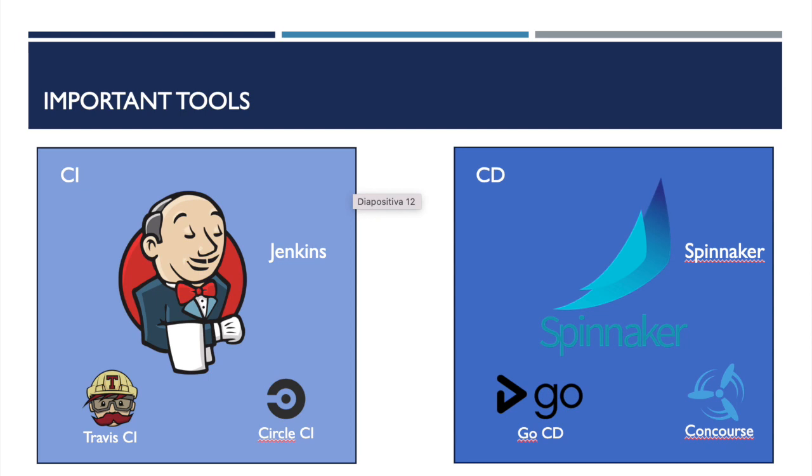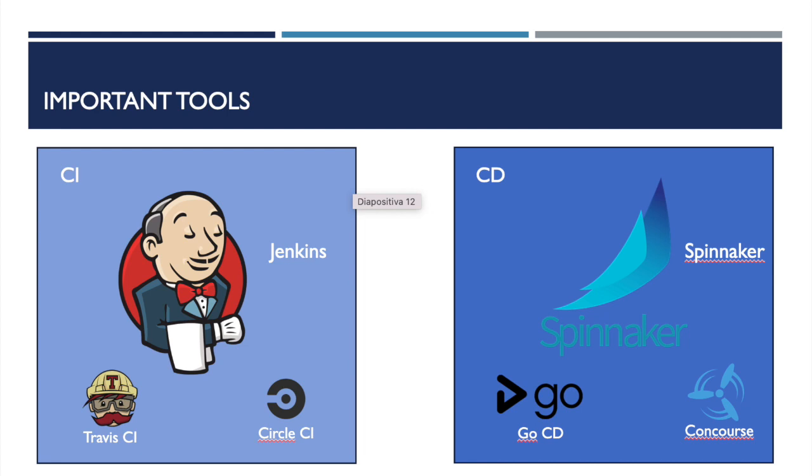Now we are going to discuss the most important tools used for implementing continuous integration and continuous delivery. For continuous integration, the main tool is Jenkins, which uses repositories like GitHub, GitLab, or Bitbucket to implement the continuous integration. And other alternatives are Travis CI and CircleCI.